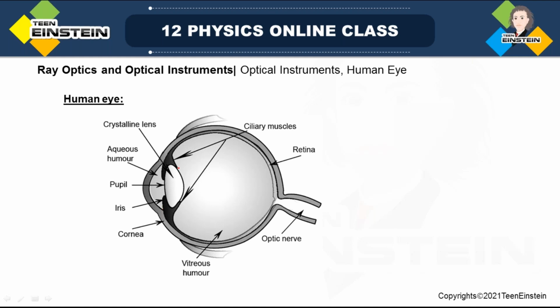So it is a double convex lens. What is a double convex lens? See, this eye lens is a double convex lens. That means both sides are convex like this. Okay, both sides convex. So that is actually a double convex lens, and it is composed of fibrous jelly kind of material. So the lens is made of crystalline jelly.